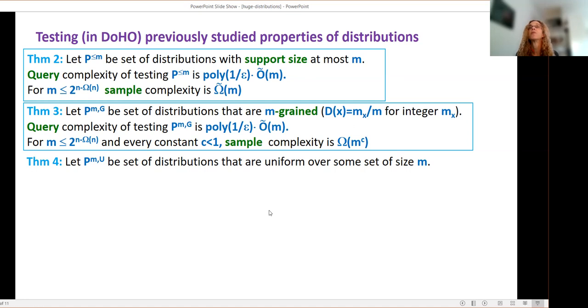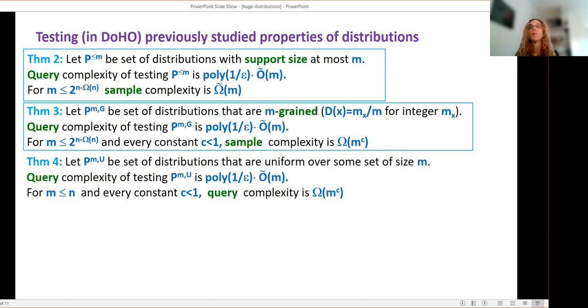The third, theorem four, which is the third property that we looked at that has been studied in the past, is distributions that are uniform. So here it's even more restricted. Here really M of X is one. So it's uniform over some set of size M. And here we also get the same type of upper bound. And also we have a lower bound, which is similar, but not precise to what we have here. Here it was on the sample complexity, and here it is on the query complexity.